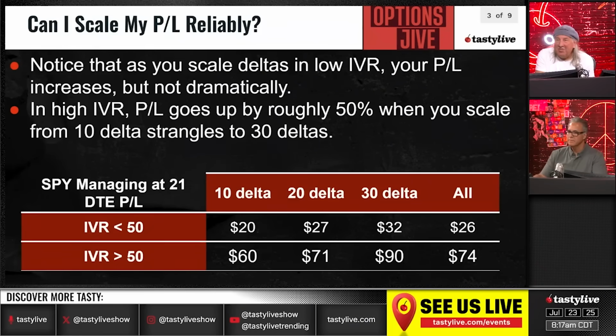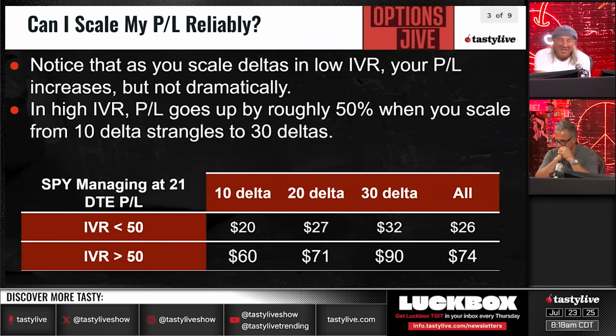Notice that as you scale deltas in low IVR, your P&L increases, but not dramatically. In high IVR, your P&L goes up by roughly 50% when you scale from the 10 delta strangles to the 30 deltas. So all we're showing here is that you get paid for scaling deltas in high IVR. That's the main takeaway here. It's dramatic, it's 3 times as much. You get paid for scaling deltas in high IVR. That's all it is. Let's go to the next slide.